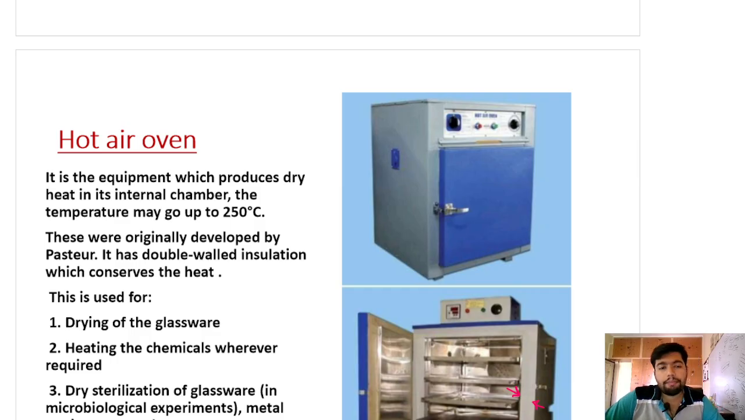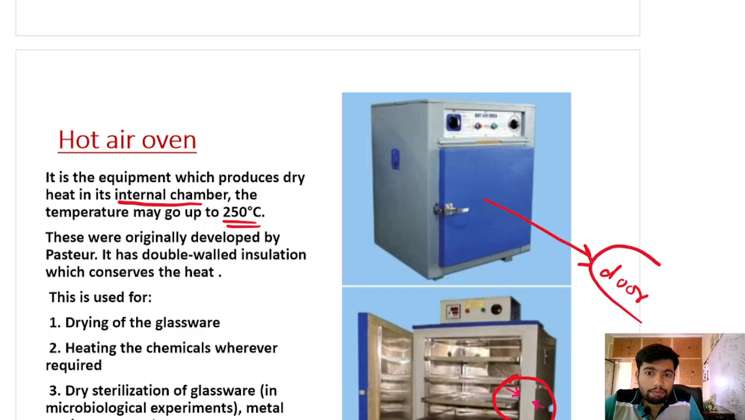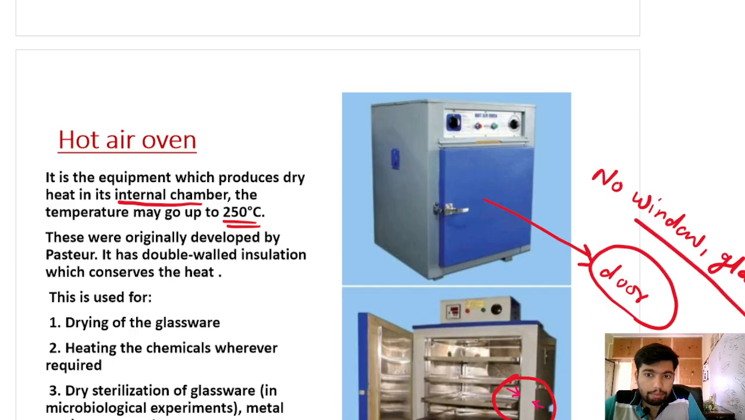You should note this, that it is the equipment which produces dry heat, okay, in its internal chamber. And the temperature achieved here is 250 degrees Celsius. Up to 250 degrees Celsius you can achieve the temperature. Okay. You carefully see this particular part, where it is a very thick wall and double insulated wall. And you should know that here there is a plain door, without any window or glass slide. Okay. Here there is no window or glass slide. Make a note of it.